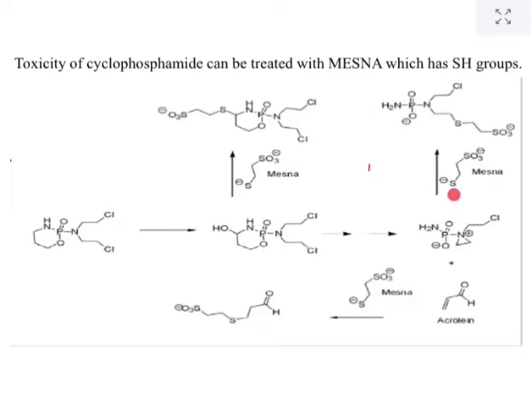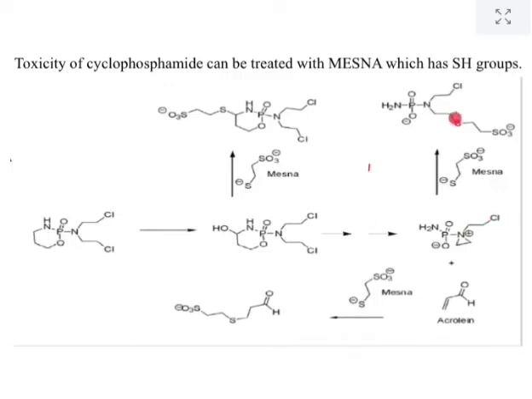It has a sulfonate group there, and it has an SH group there. But in the body it exists as a free ion, so it exists having a negative ion there and a negative ion there. Therefore, all that happens is that it can replace this chloro group, as you can see.